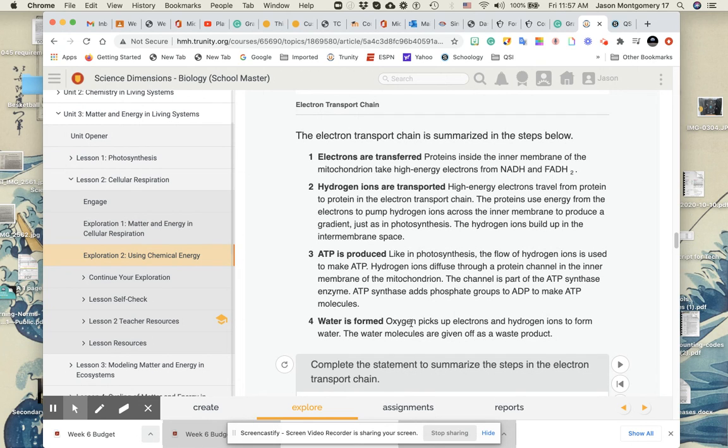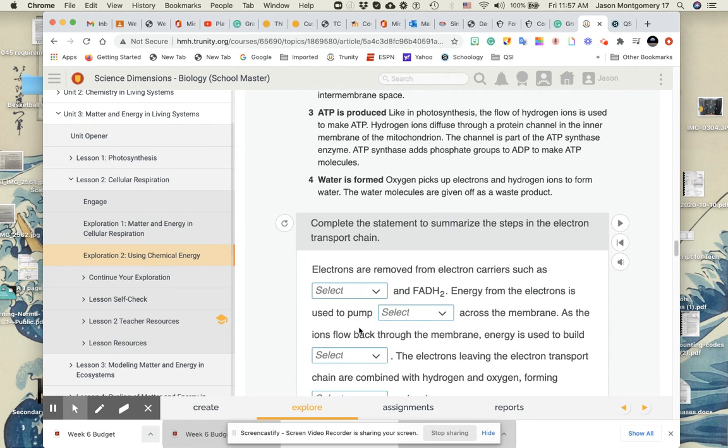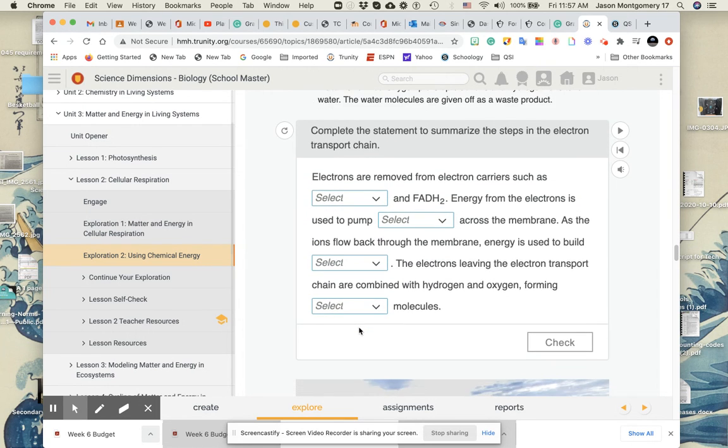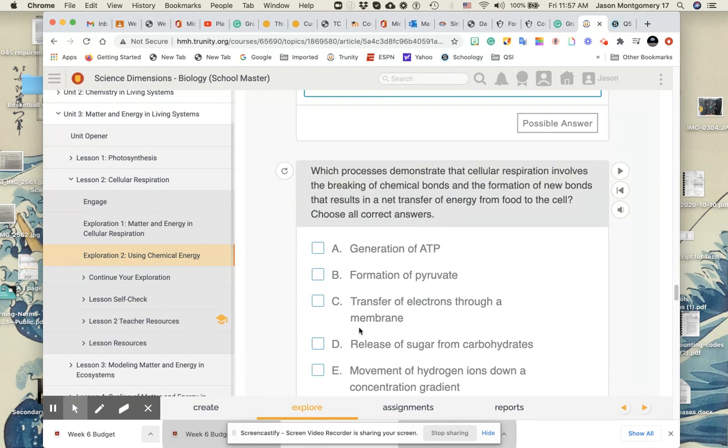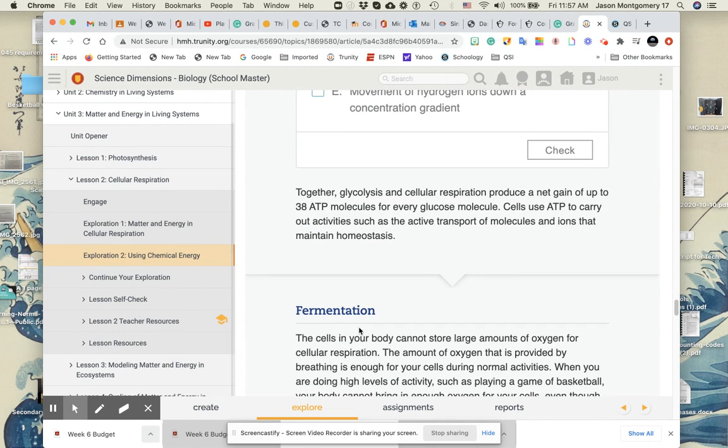Last but not least, like I said before, oxygen picks up the electrons and hydrogen ions to form water. So water is the end result, the waste product here. Okay, so we'll do this one in class.